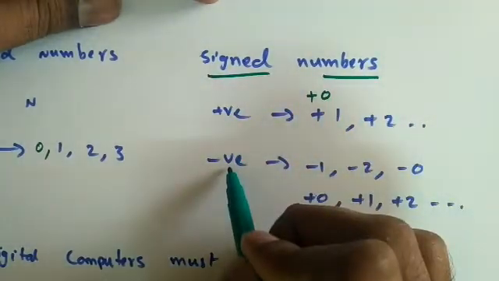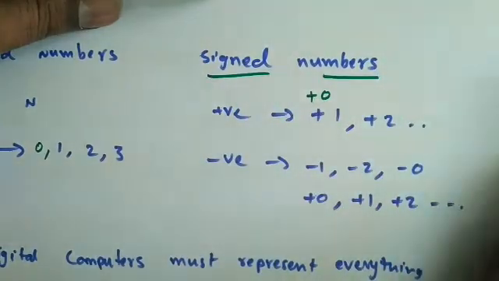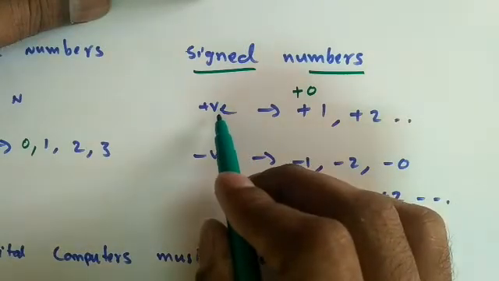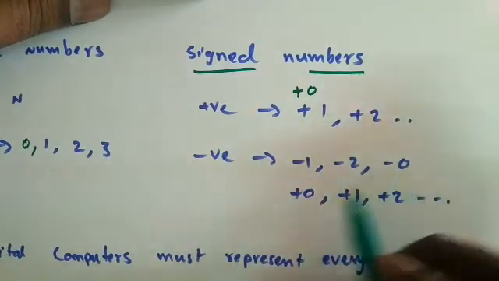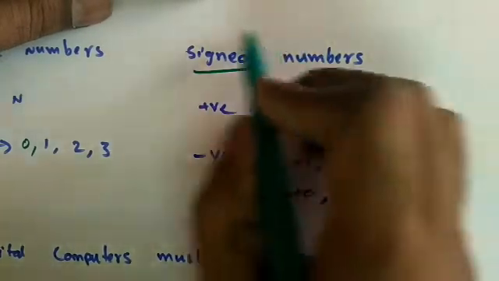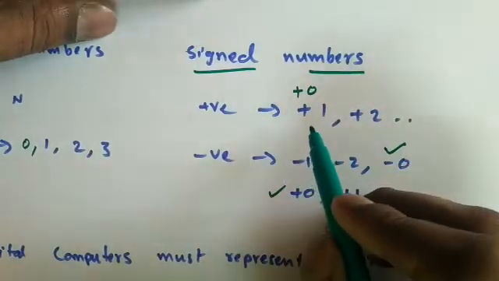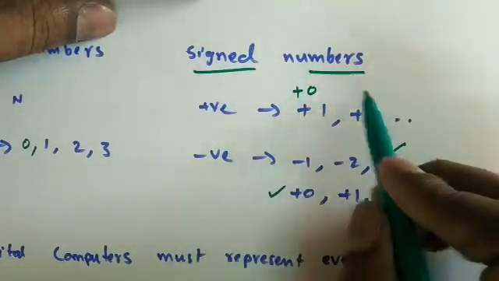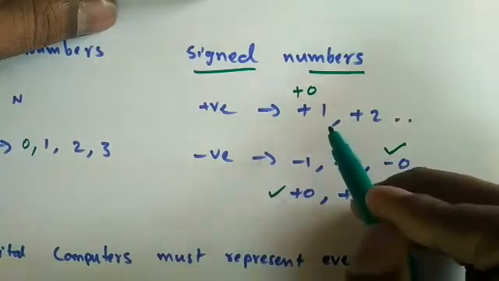That means to represent negative numbers, we will go with signed numbers. In decimal, positive means plus 1, plus 2, etc. Negative means minus 1, minus 2, and so on, right? So this is positive, this is negative, in signed numbers only. But a computer doesn't understand this type of numbers. It will not understand decimal numbers. It will only understand digital numbers, or digital bits.